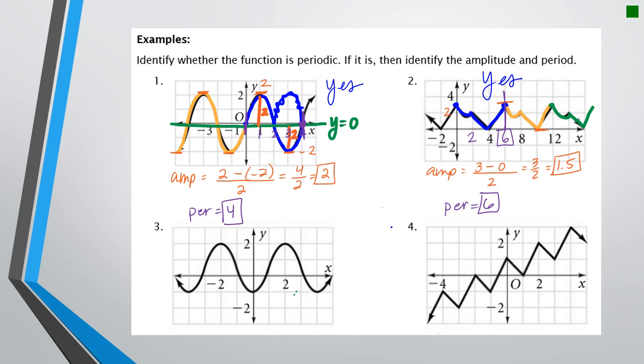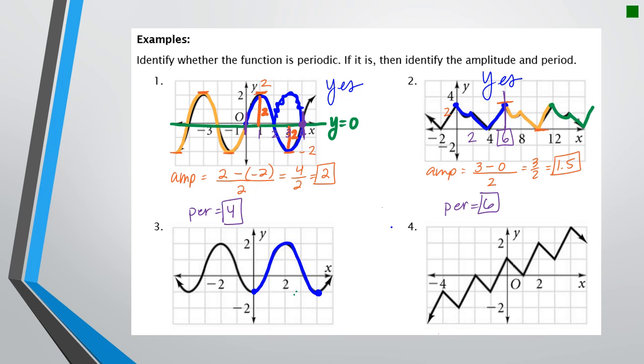All right, now number 3. This is another periodic function. I'm going to start here at 0 because I think that's the easiest thing to do. I have to follow the graph until I get back to the same y value, which is about right here. And that is one full cycle.